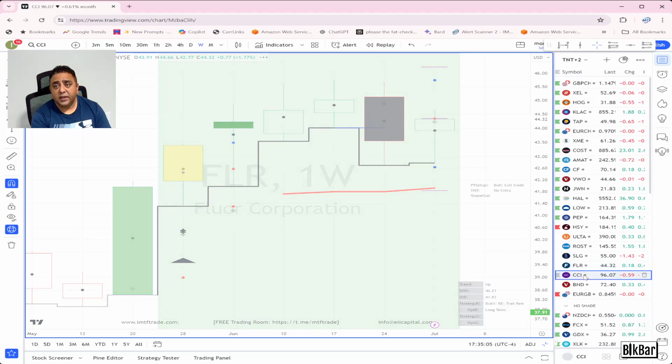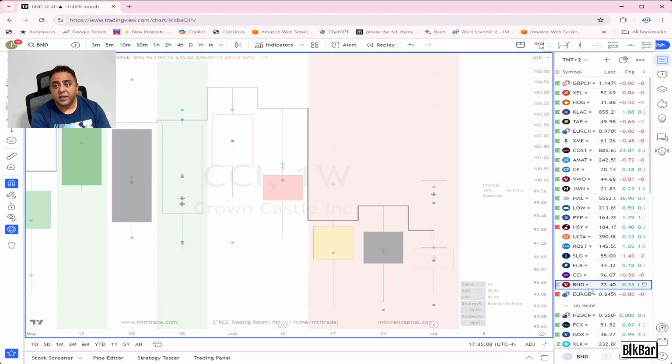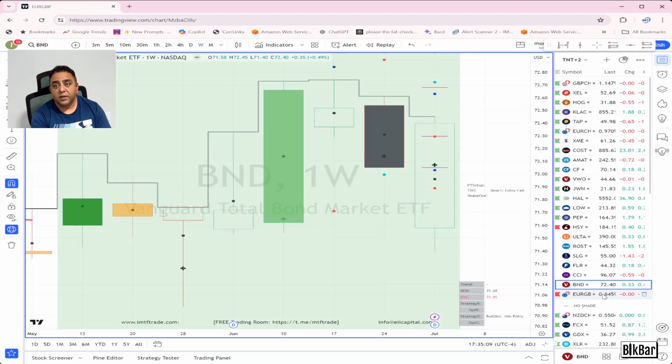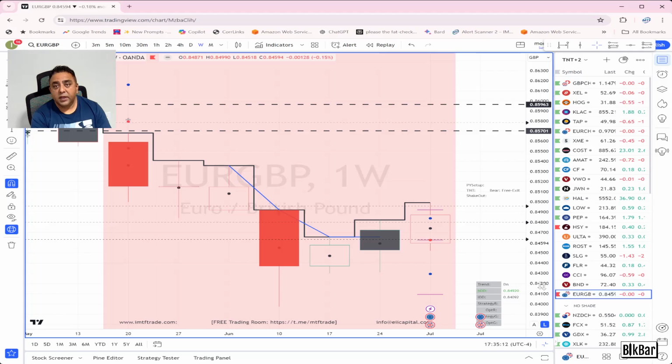FLR, nothing here. CCI, nothing. BND, nothing. Euro pound, here. This was a bearish trade here, did not even enter at all.